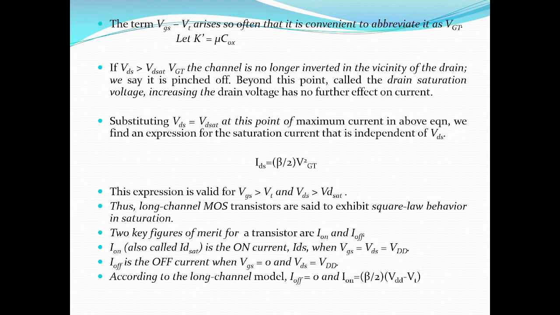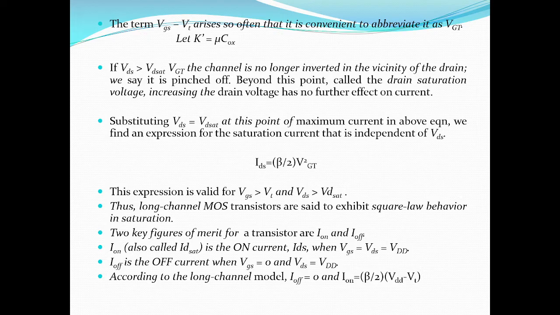And this expression is valid only when VGS is greater than the threshold voltage and VDS is greater than the drain saturation voltage. Thus, long channel MOS transistors are said to exhibit a square law behavior in saturation. In the expression we get V square GT.